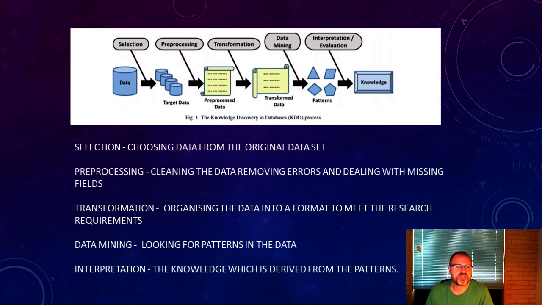Now, the next stage is transformation. Transformation is putting that data into a format that's going to meet our research requirements. So it's about how we lay out and view that data so we can visually understand it and see it. This is followed by the next stage, which is data mining. Data mining is when you're actually looking at where the patterns are.